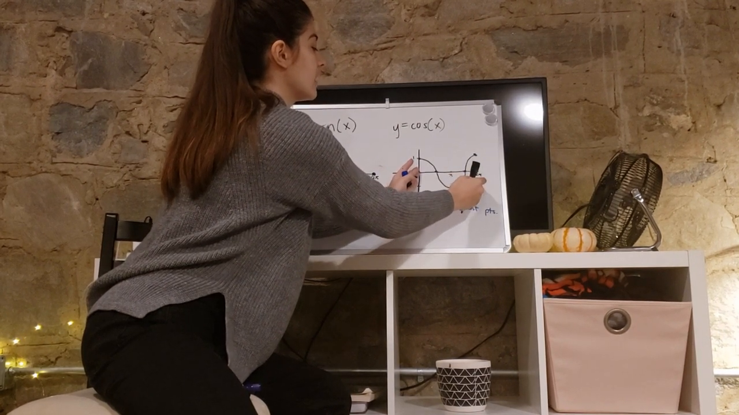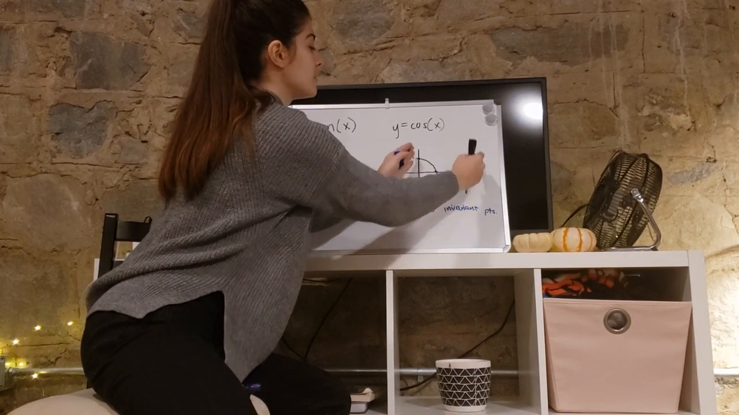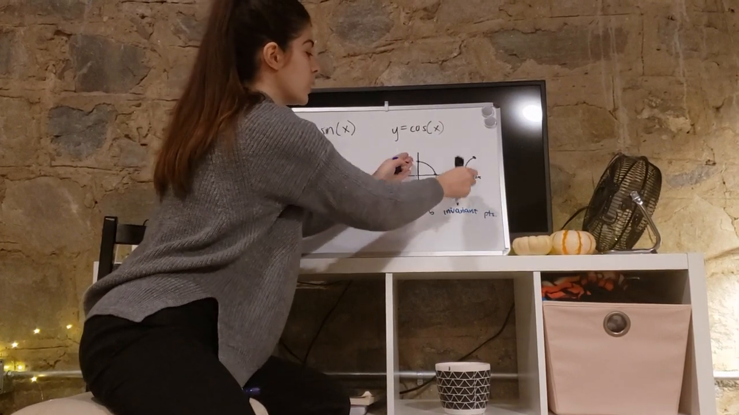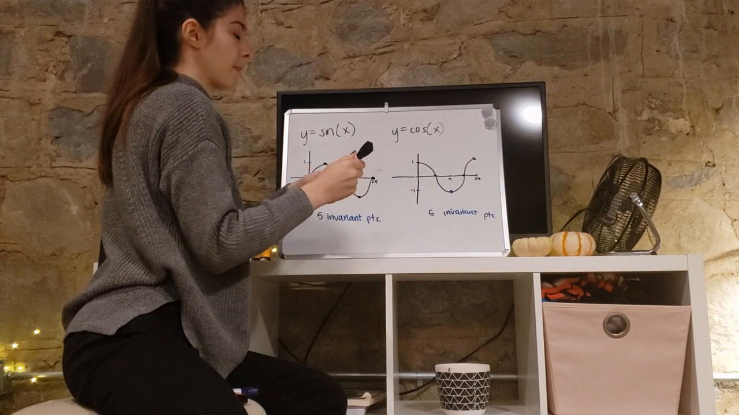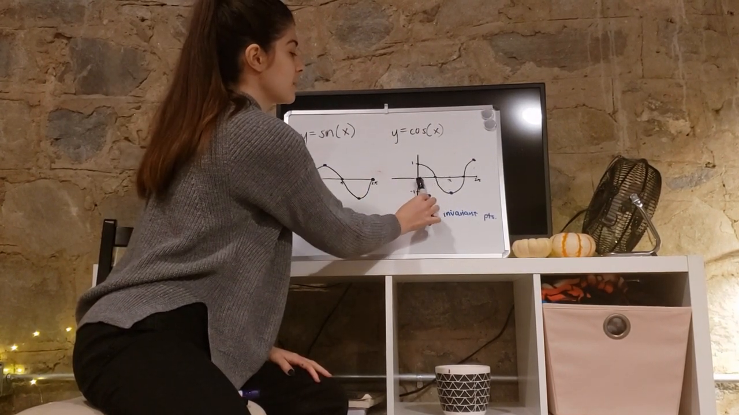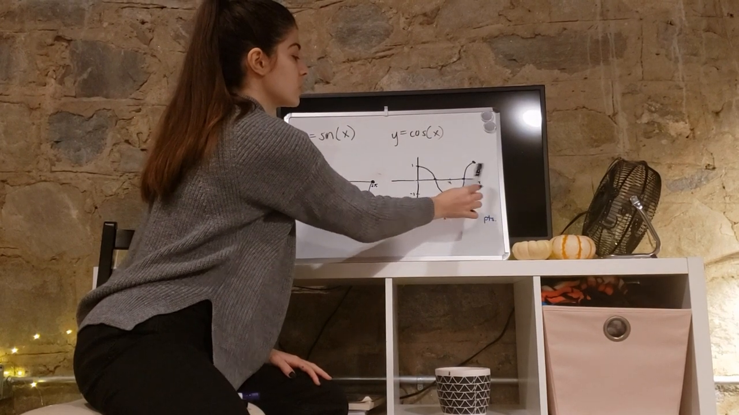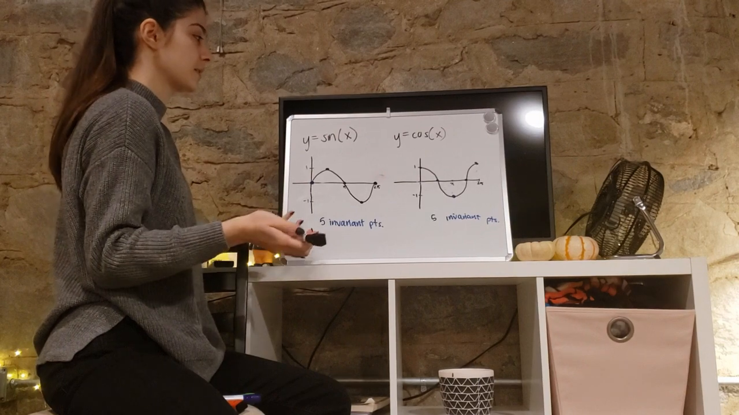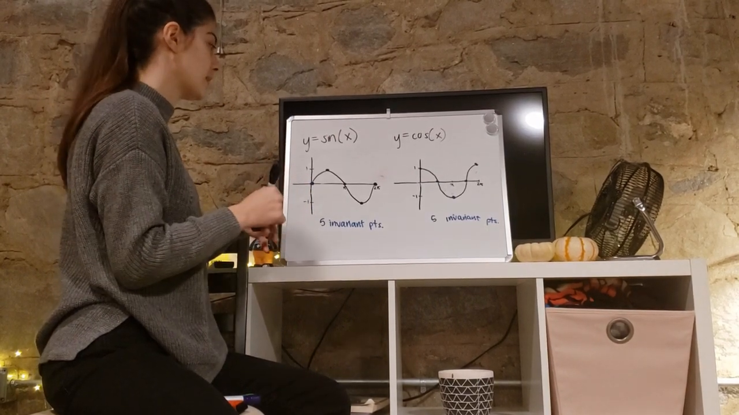The third point is like your midline, and your other invariant points come in between. This point right here is equidistant from the beginning of this period to the middle of this period, and this one is also equidistant. Basically, we're just cutting the graph up into fourths, okay? That's all that's happening here.